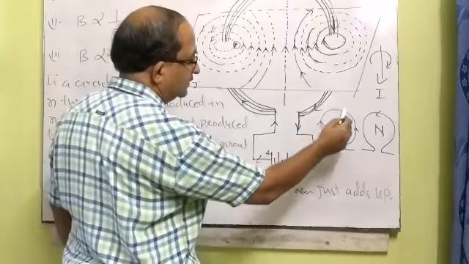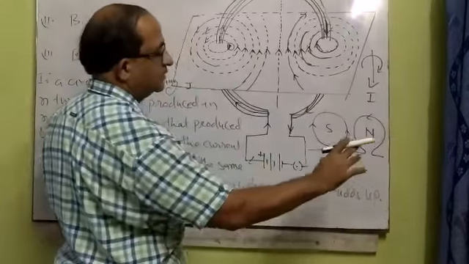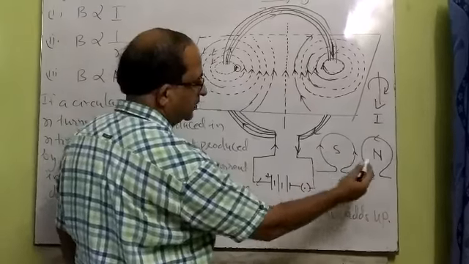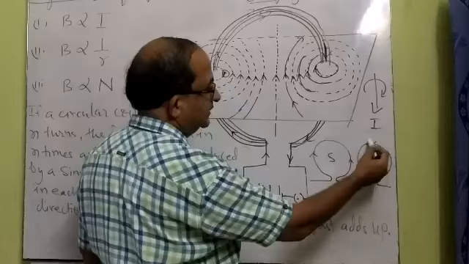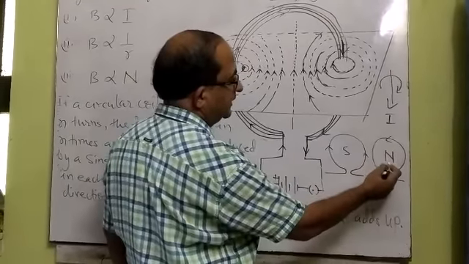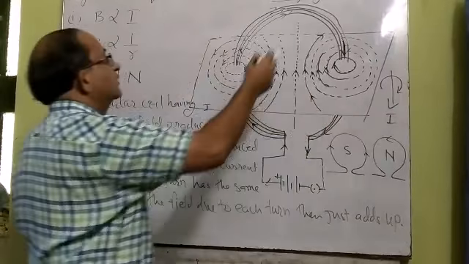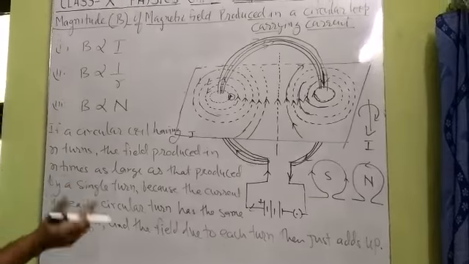If the direction of current is clockwise, then that face will behave like a south pole, and the face on which the direction of electric current is anti-clockwise will behave like a north pole. So in this circular loop we can find the polarity of magnetism also, north pole and south pole.